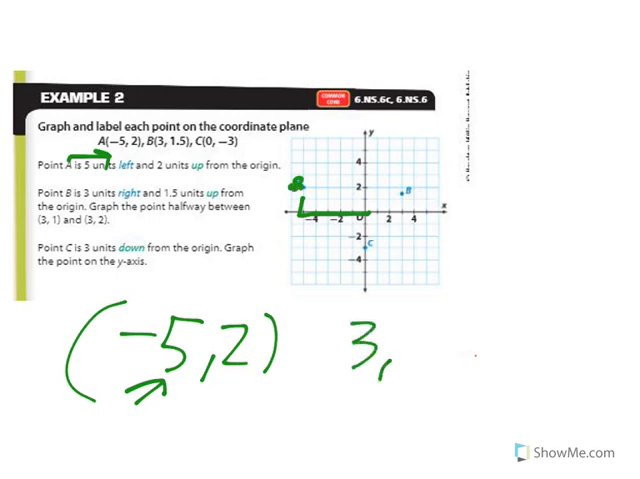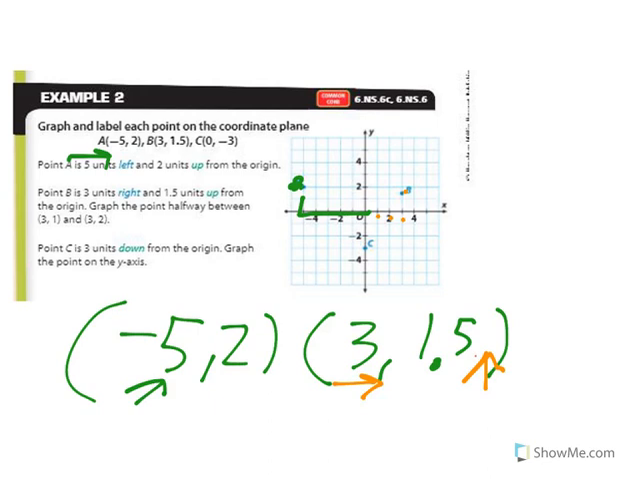B, 3, 1.5. So hopefully you guys recognize that decimal is a half. So what does this mean? I'm going to change the color. So that means go across 3. This goes up 1.5. 1, 2, 3. And there it is. You can see it in between 1 and 2.